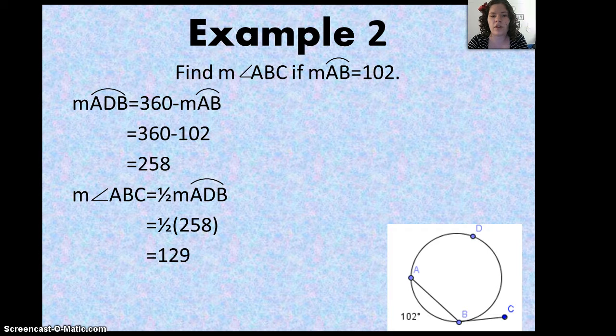Example 2. We want to find the measure of angle ABC if the measure of arc AB equals 102. The measure of arc ADB would equal 360 minus the measure of arc AB. This equals 360 minus 102, which is what we're given in the problem. This equals 258. Now the measure of angle ABC equals 1/2 the measure of arc ADB. This equals 1/2 of 258, which is what we found above, equals 129.